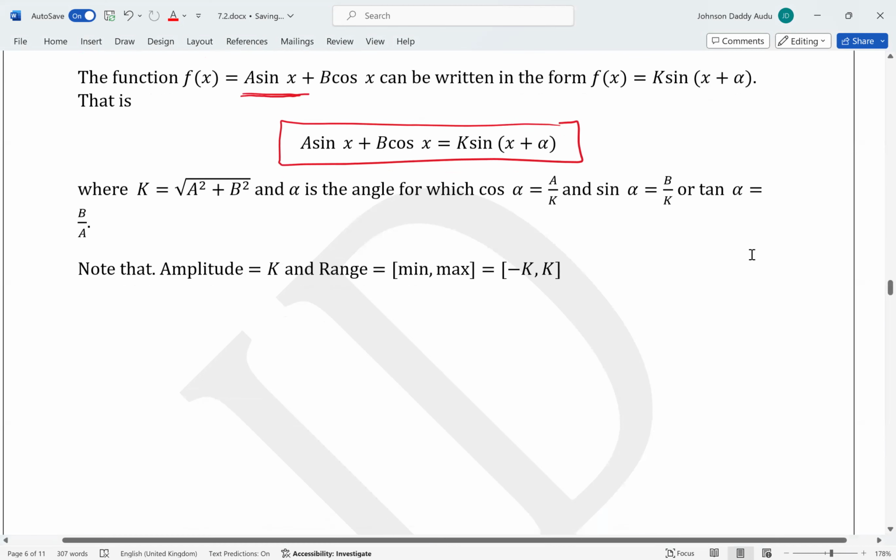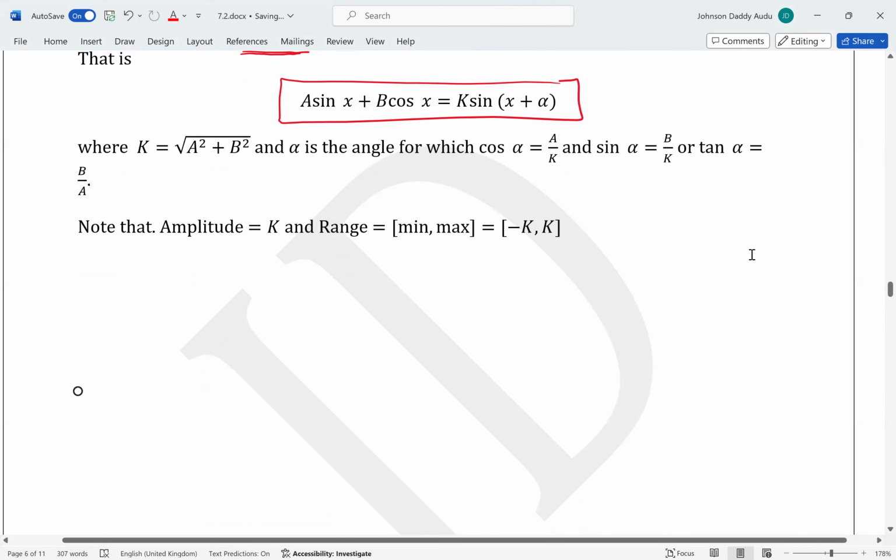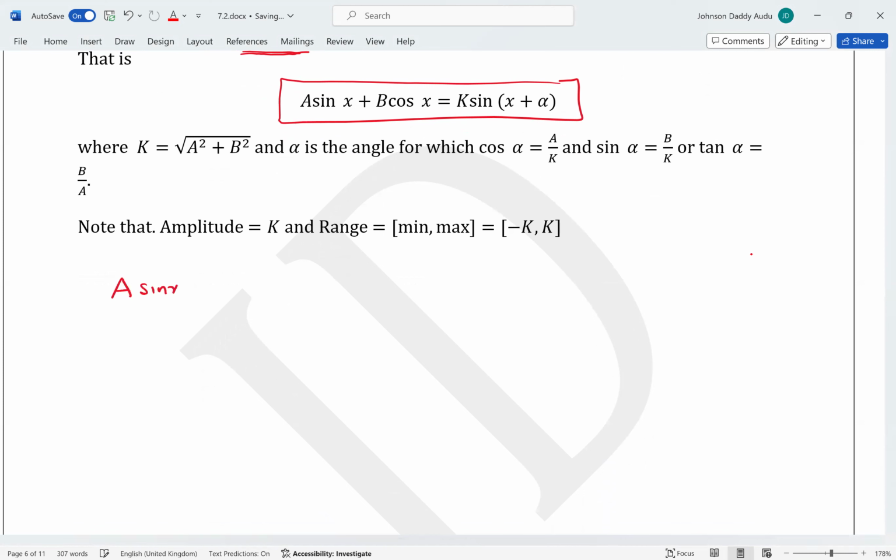So let me just give us a quick illustration of how this happens. Now, this is what we have. We have a sine x plus b cosine x. So when you want to prove, we always look at the goal. It's like an identity, right? So we have the left-hand side, and this is equal to the right-hand side. So this is what we want to show.